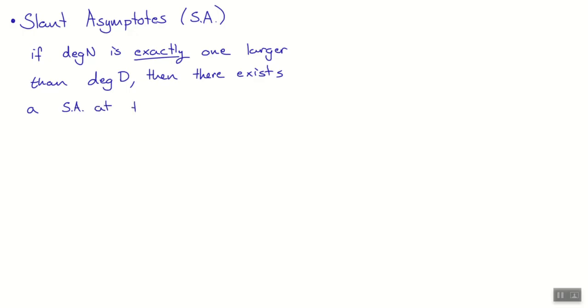At the quotient, and I say at y equals the quotient of n of x divided by d of x. Okay, there is a slant asymptote at the quotient of whatever we get when we divide these.